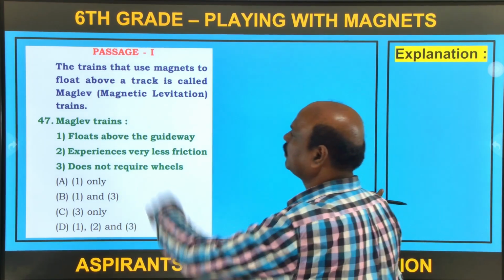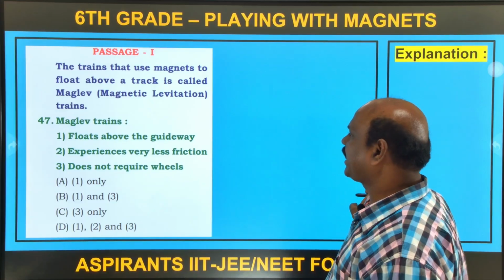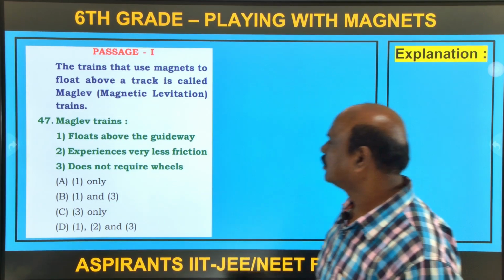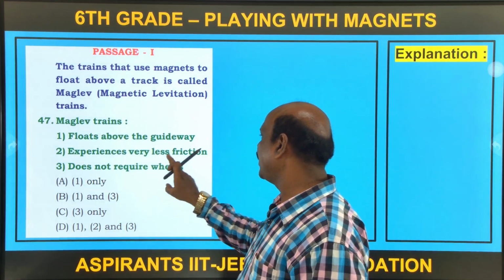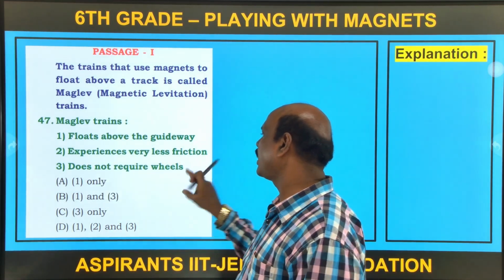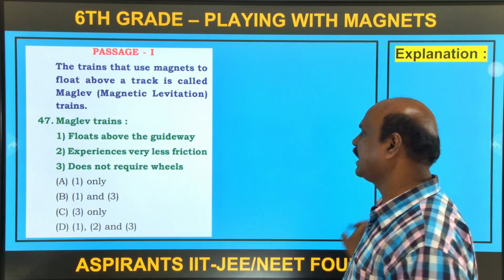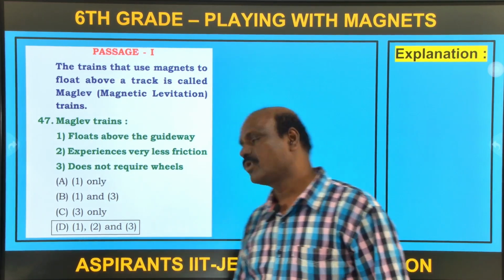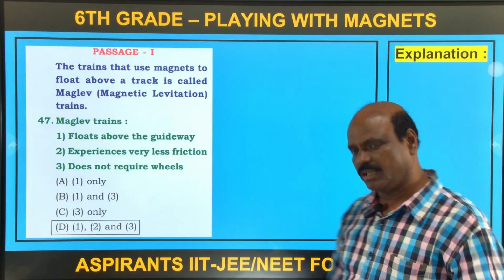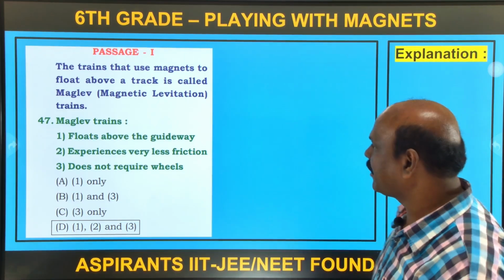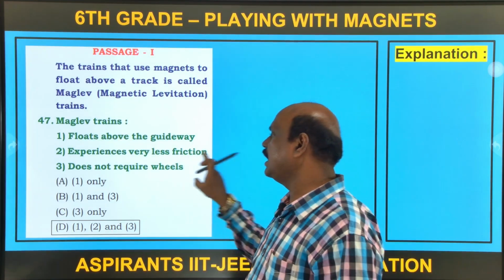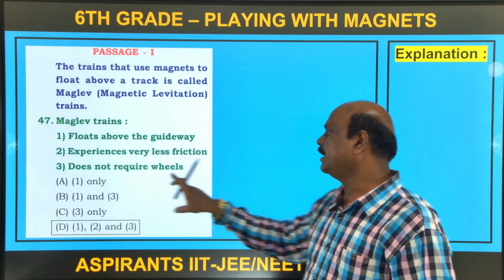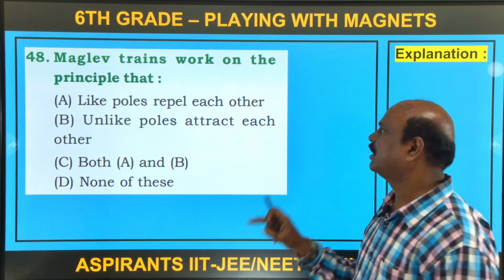Magnetic trains float above the guideway, experience very little friction, and do not require wheels. So which options are correct? As you know, all three are correct. It will have a line which acts like a magnet, and they will have less friction because there is not much contact surface, and they do not have wheels. Next question.